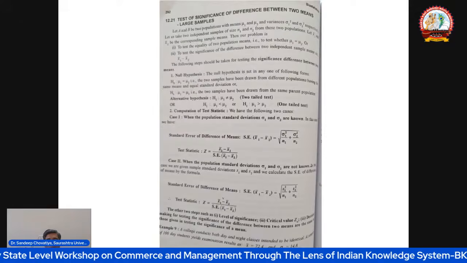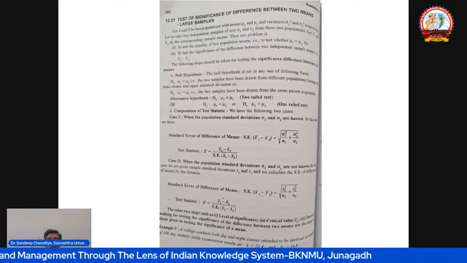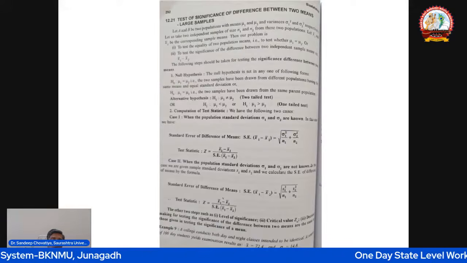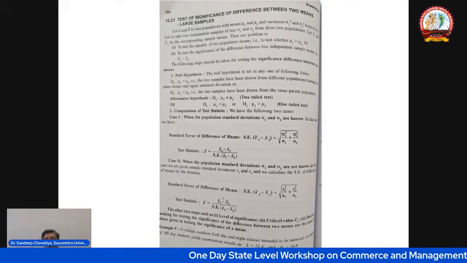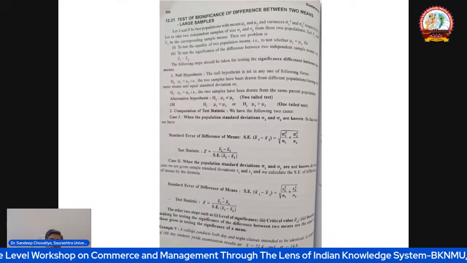This is for case number 1. In case number 2, the standard deviation is not known, so we find out the sample standard deviation and put it in. After that we go the same way: we find the level of significance and the critical value, known as Z alpha. Then we make the decision based on our findings.